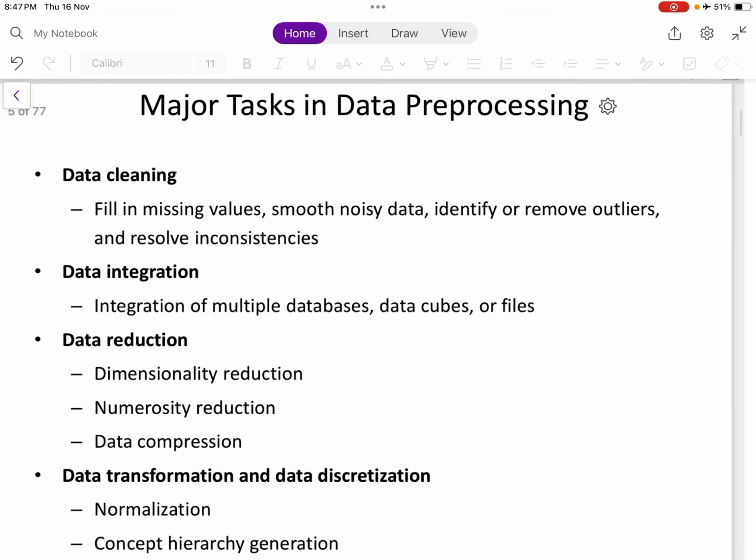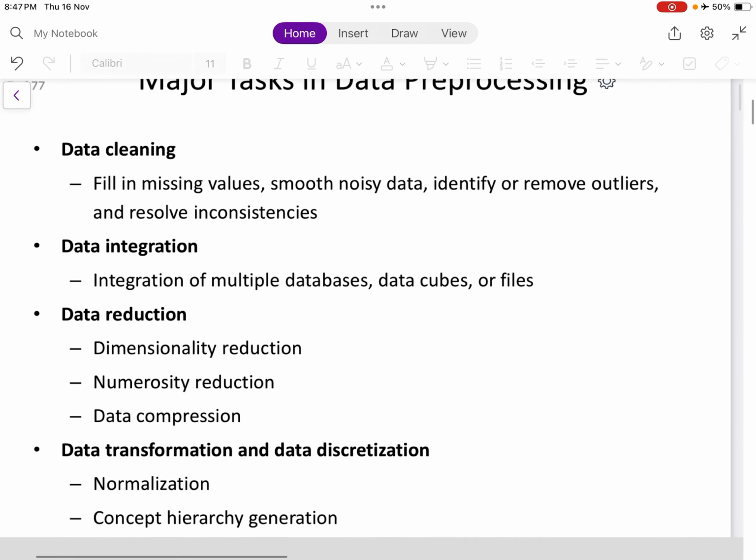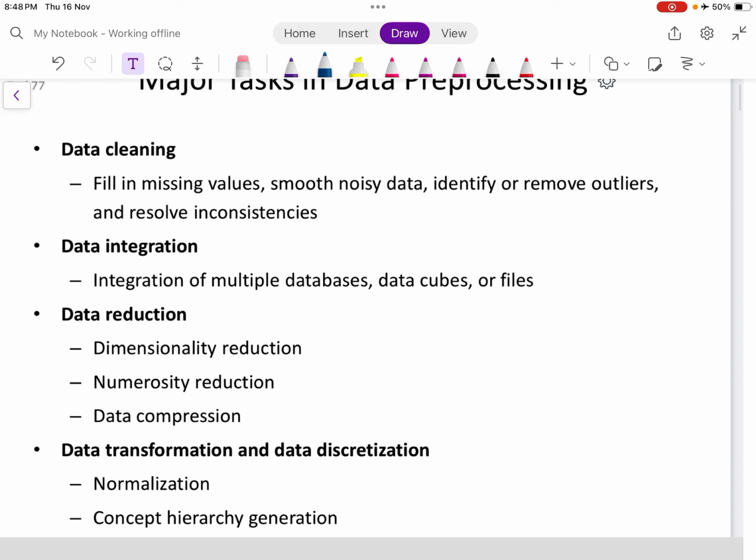Major tasks in data pre-processing. Data cleaning: fill in the missing values, smooth noisy data, identify or remove outliers and resolve inconsistencies.